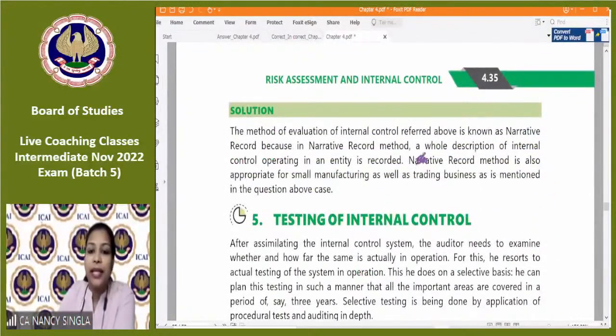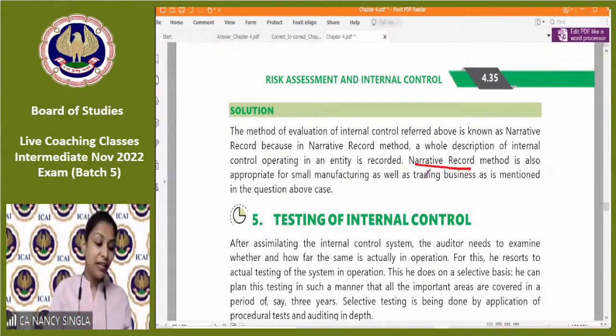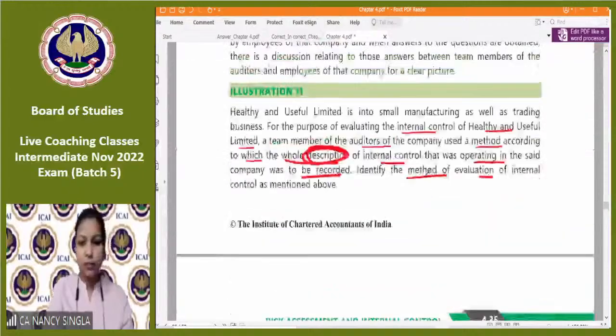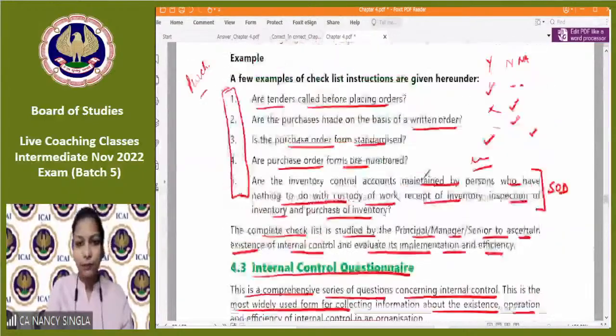So it is the narrative record method. With this we have done the various methods of evaluation of internal control. So today, first of all, come to page number 4.31.